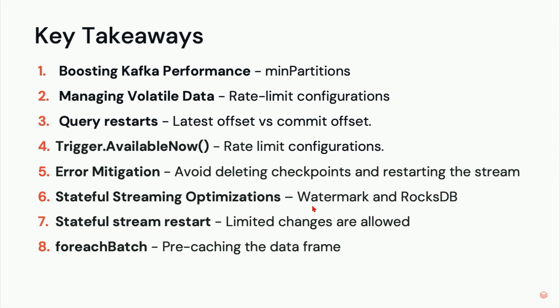Number 4, trigger.availableNow is the latest improvement over trigger.once. This respects all the rate limitations while fetching the data, so that it can efficiently handle even when there is data volatility. Number 5, when there is an error, we have to understand what the issue is and come up with a mitigation for that issue, rather than just restarting the application with a new checkpoint.